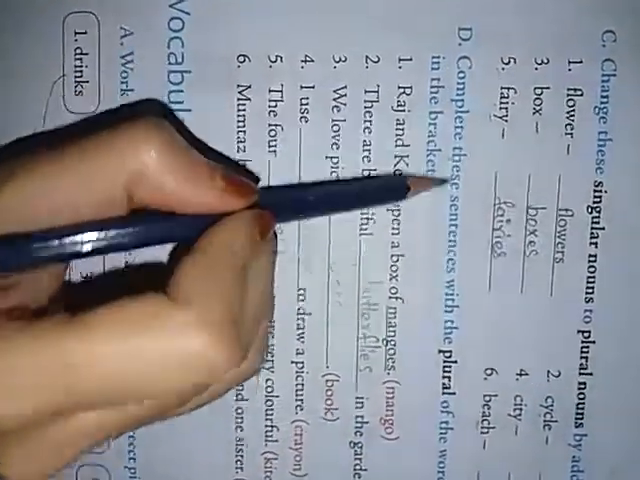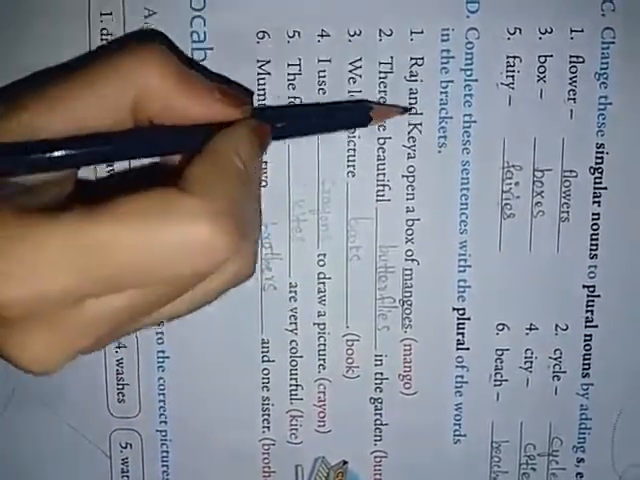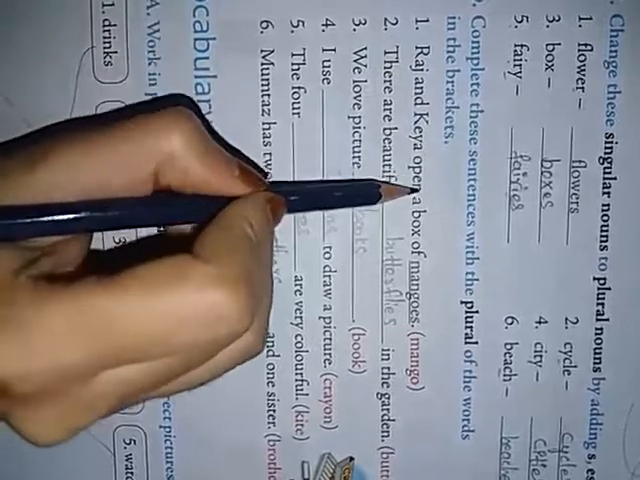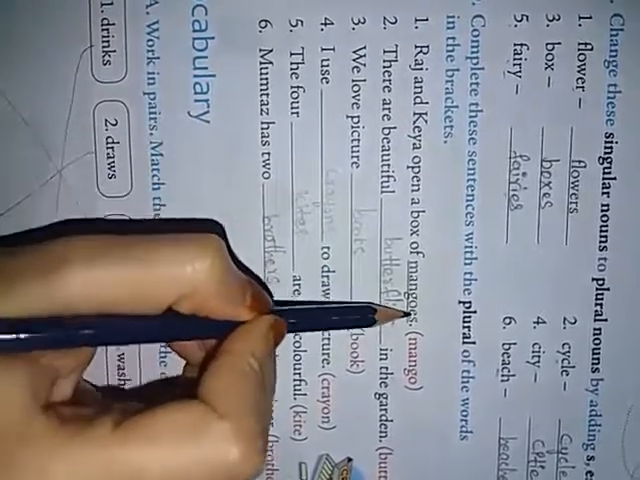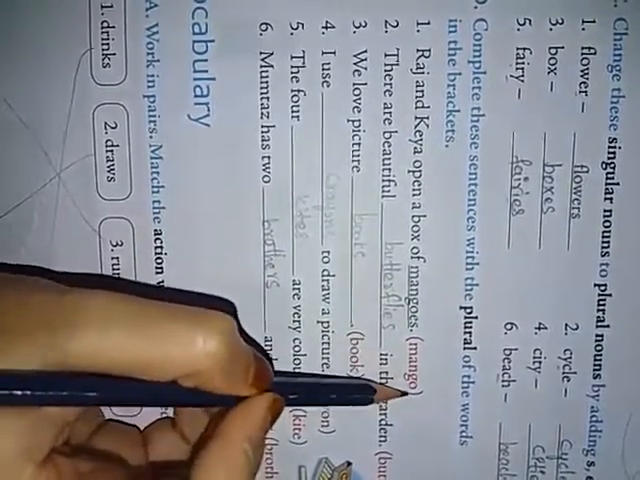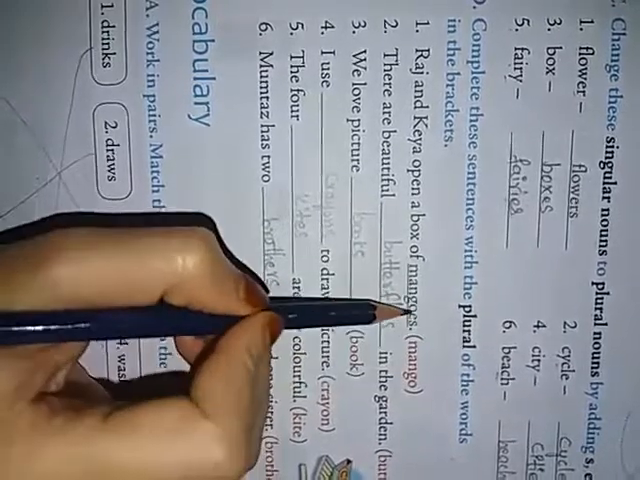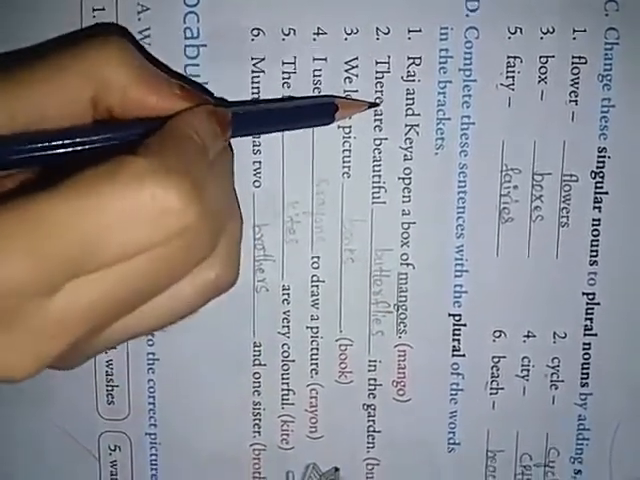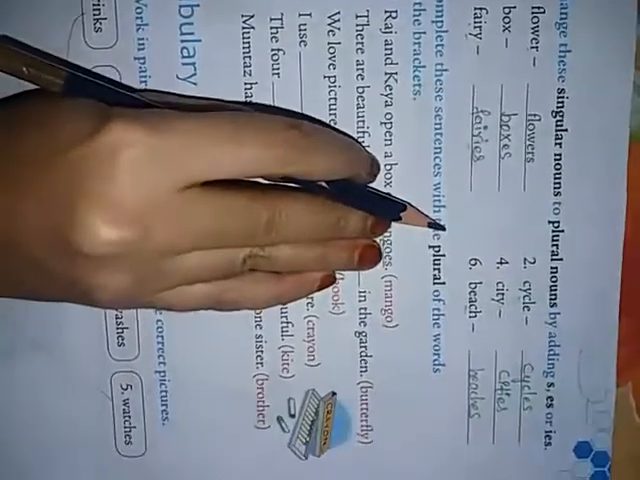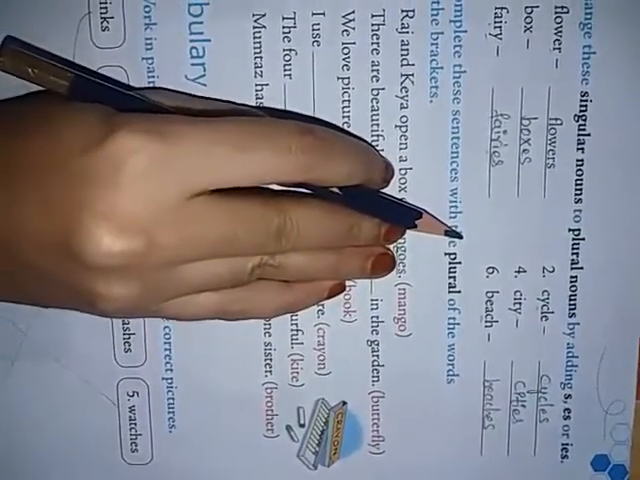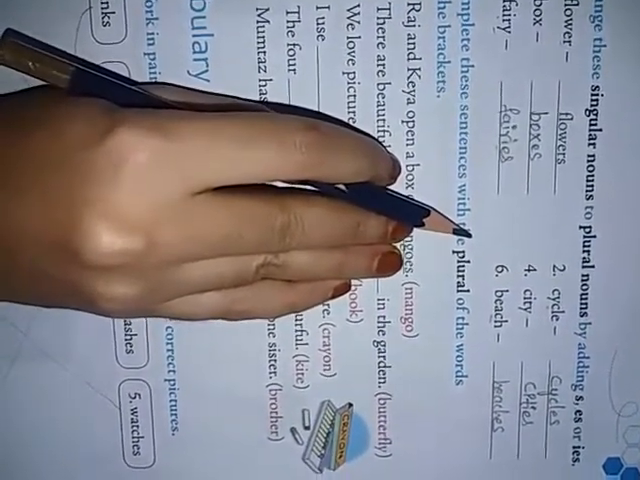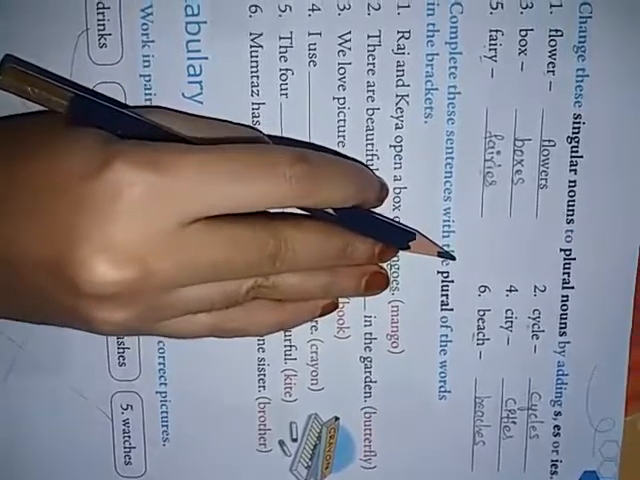Then next, exercise B. Complete these sentences with the plural of the words in the brackets. First one, Raj and Kia open a box of mangoes. In a bracket, mango. The plural form of mango will be mangoes. Second one, there are beautiful dash in the garden. In a bracket, butterfly. Plural form of butterfly is butterflies.